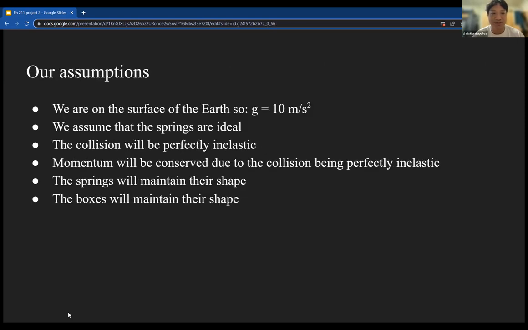Here are our assumptions. Since we are on Earth, we are assuming that gravity equals 10 meters per second squared. We assume the springs are ideal. The collision is also perfectly inelastic. We also assume that momentum will be conserved, even though the collision is perfectly inelastic. And finally, we assume that the springs will maintain their shape, as well as the boxes after collisions.